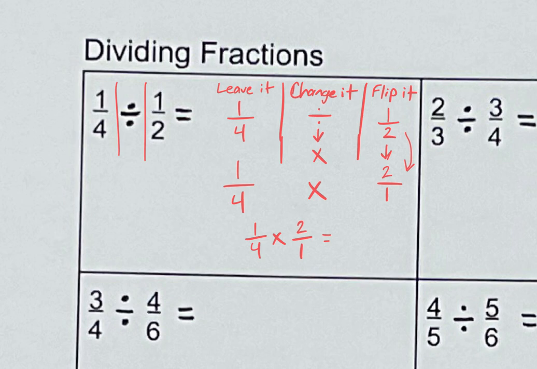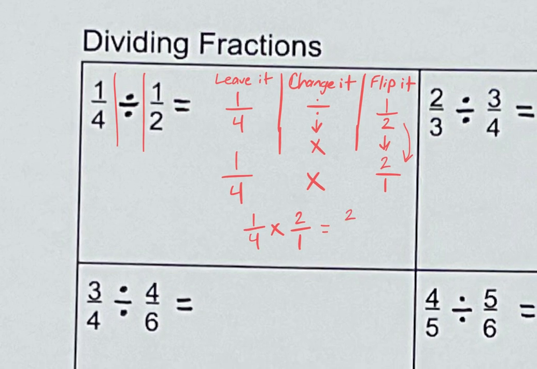Whenever we do this, we multiply across the top. We have 1 times 2, that is 2. And then we have 4 times 1 is 4. So we end up with 2/4, which can also be simplified to 1/2. We need to be getting more familiar with simplifying our fractions, so try not to leave it unsimplified. Try to go ahead and simplify it. When we look at 2/4, we know that it is the same as 1/2 because 2 is half of 4, the same way that 1 is half of 2. So go ahead and simplify those.